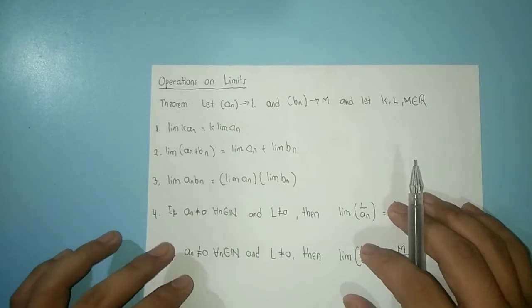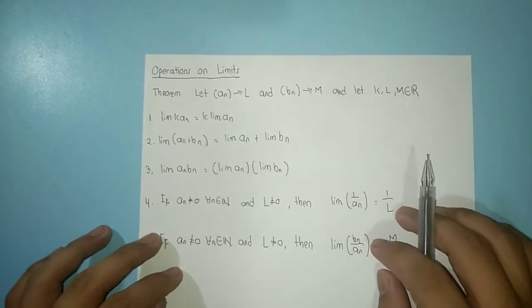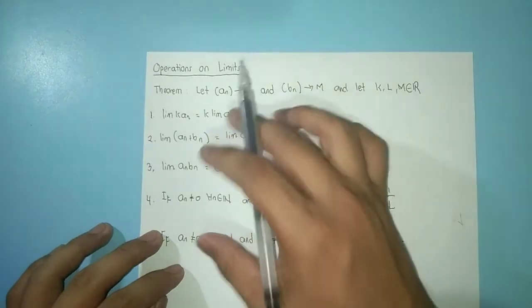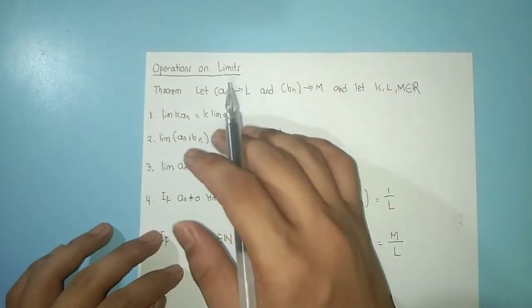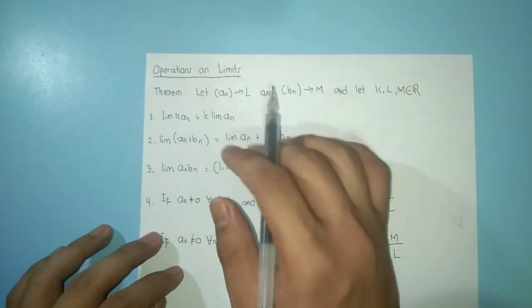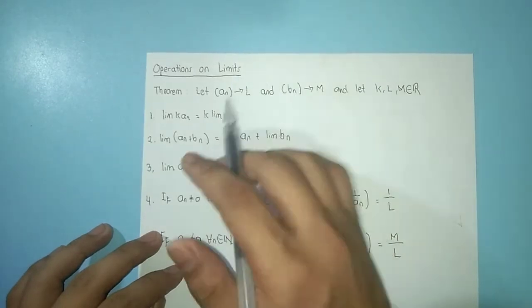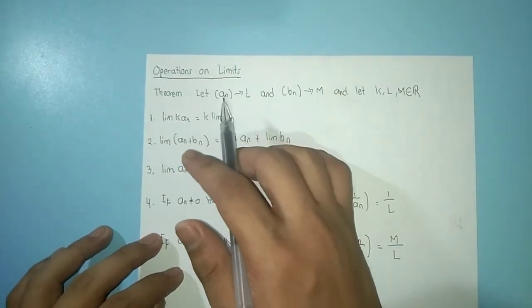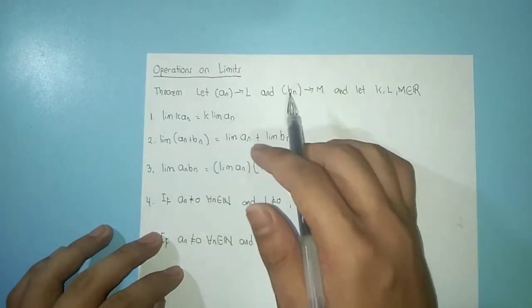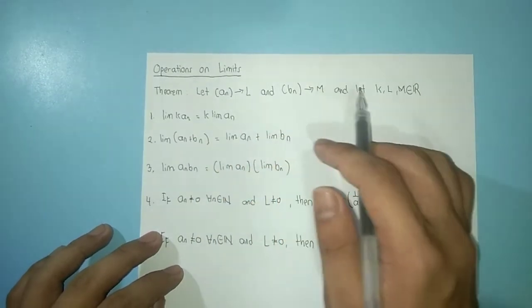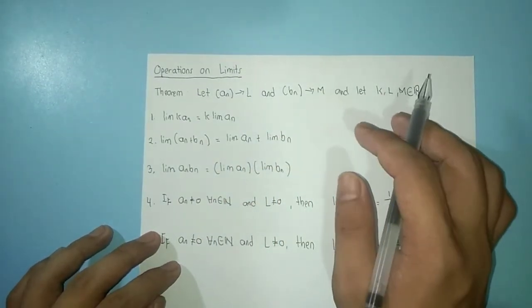In this video, we're going to discuss operations on limits. So, meron tayong 5 theorems dito. Let's say meron tayong 2 sequences of real numbers, 2 convergent sequences, where the sequence a sub n converges to L and the sequence b sub n converges to M. And let's say k, L, and M are real numbers.